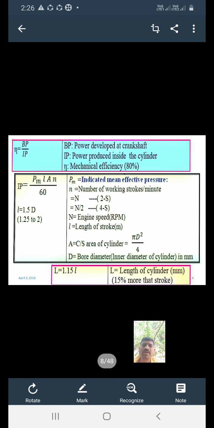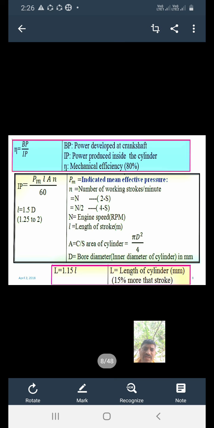Then how to calculate the mechanical efficiency of the engine? This mechanical efficiency you will get as 80%. You know that we require the power developed at the crankshaft, this is the brake power, divided by the power produced inside the cylinder, the indicated power IP. It is the ratio of brake power to indicated power. Then you will get the mechanical efficiency, which is equal to 80%.